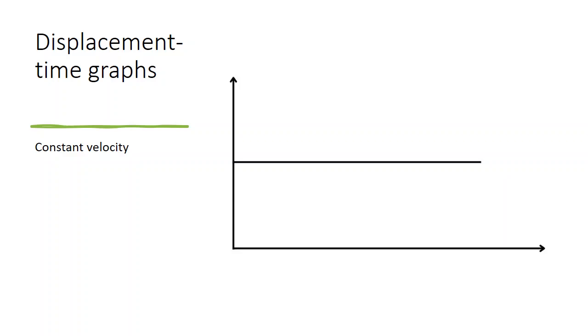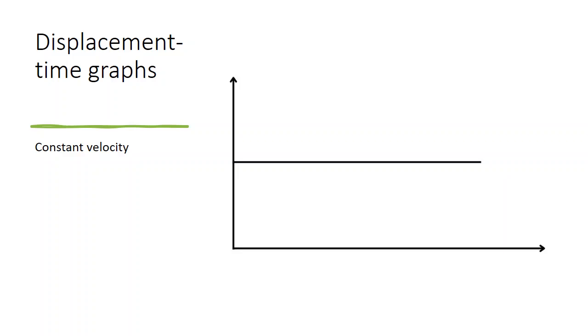The simplest one is a straight line parallel to the x-axis. And as you can see, the displacement doesn't change over time. So we say the object is at rest. You can also see that the slope of the graph is 0, and hence the speed is also 0, which is quite evident as the distance or the position of the object is not changing over time.